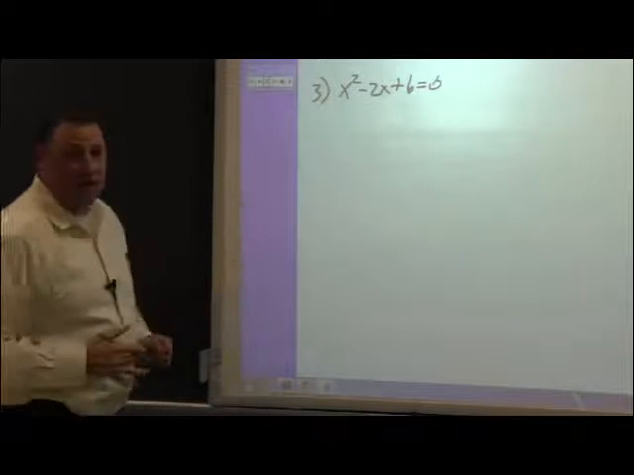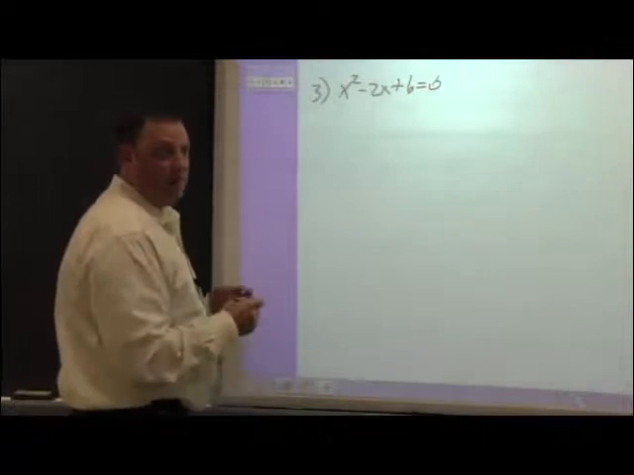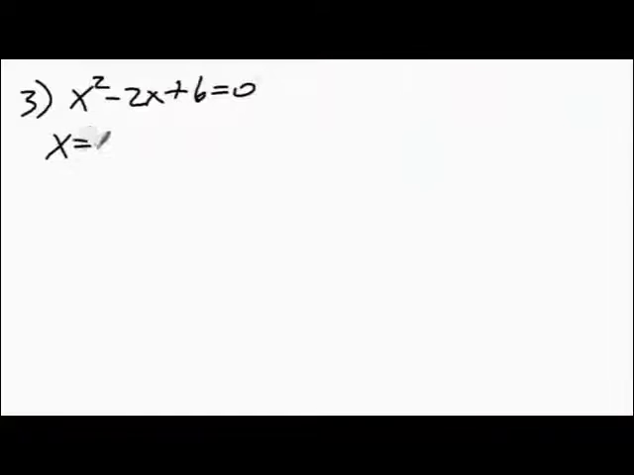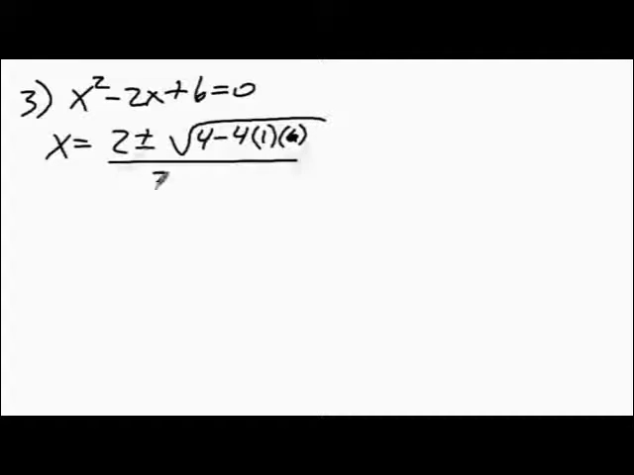Okay, that one already has it set equal to 0, so we have no problem. Well, let's go ahead and start plugging the numbers in. x equals, we're going to have the opposite of negative 2, so that's going to be 2 plus or minus. Square that 2, that will be 4, minus 4 times, leading coefficient is 1, and then we have 6 for the c, all over 2 times 1.